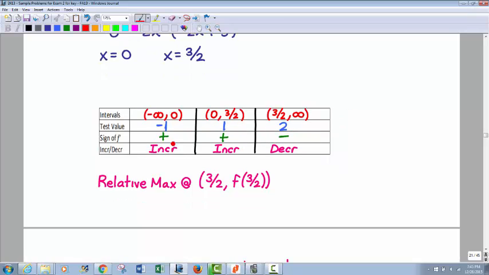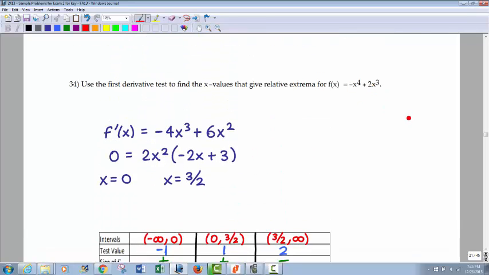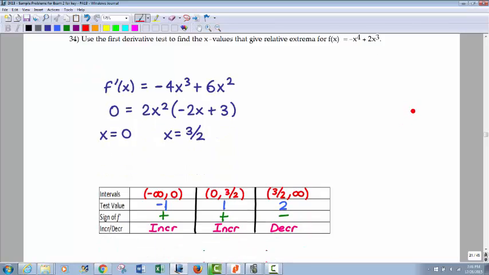Plus, plus, minus. So you have increase, increase, decrease. So you only have one relative extrema there, the relative max, where it goes from increase to decrease at 3 halves. f of 3 halves, which once again, if you actually needed to know the y value, you could plug it back into the original function, if need be, using a calculator, no problem. You don't have to do that manually.